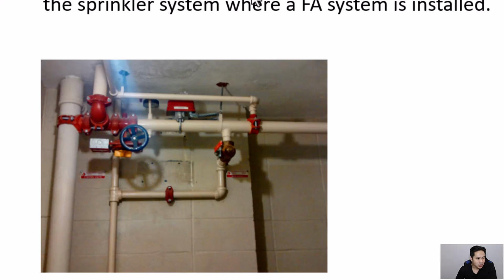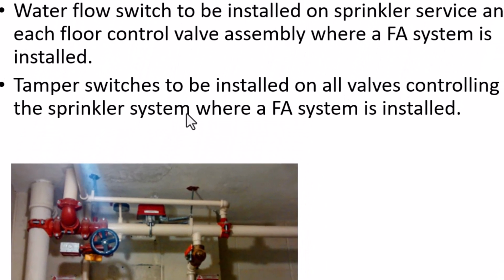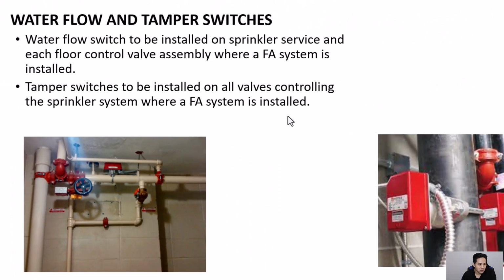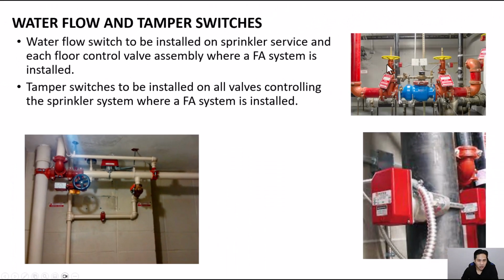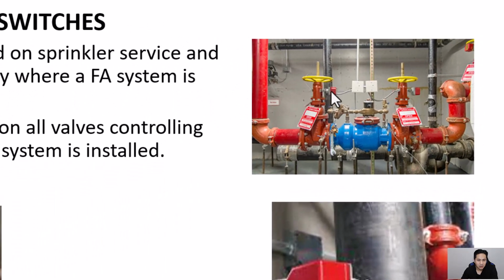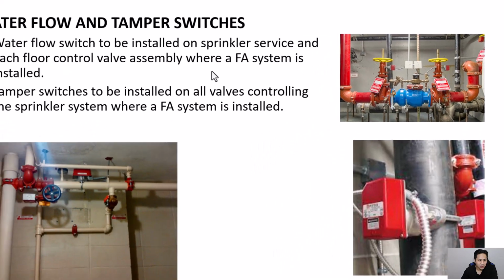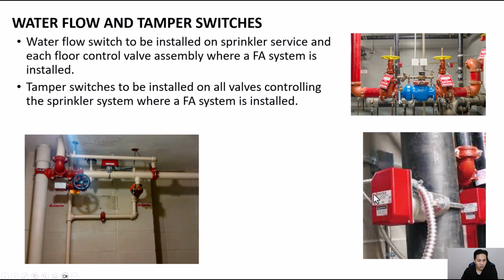So tamper switches to be installed on all valves controlling the sprinkler system where a fire alarm system is installed. So if a fire alarm system is not installed, the tamper switches, such as right here on the valves, can't go to fire alarm systems. You would actually put a lock and chain on the valves so nobody can actually shut it off. And for the water flow, if there is no fire alarm system, then this water flow switch will go to a bell on the exterior of the building. And if that bell is activated, there would be a sign there stating that the sprinkler system is activated and that somebody should call the fire department.